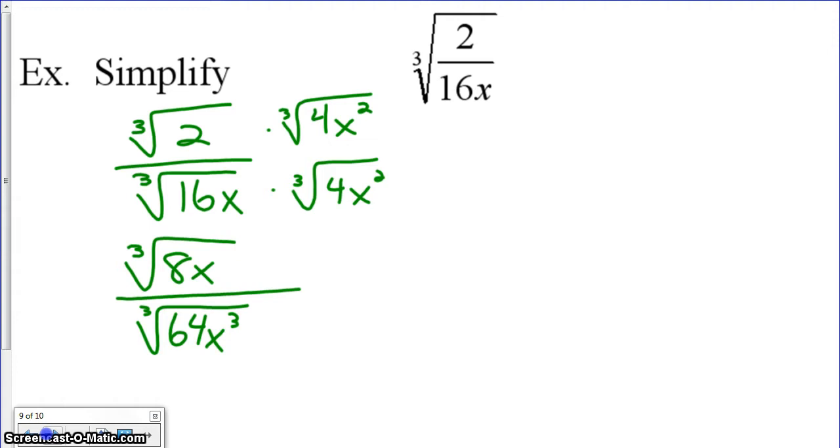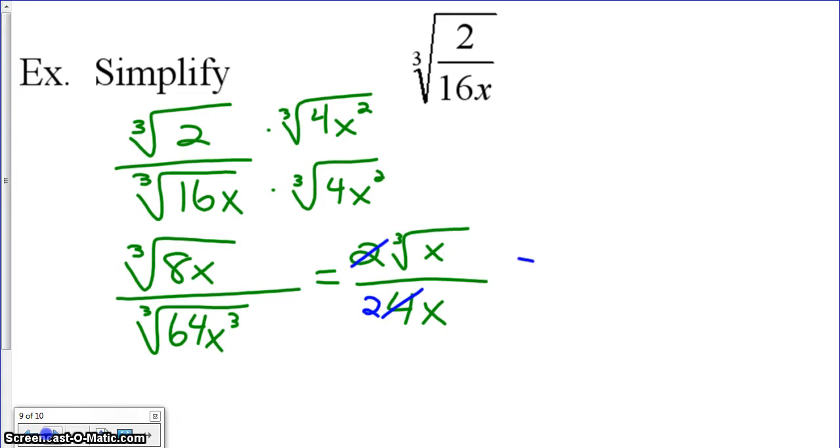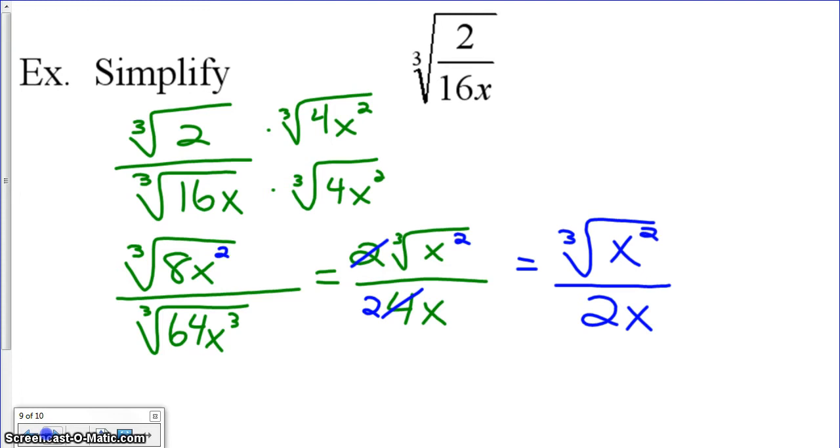64 and x cubed are perfect cubes. So, cube root of 8 comes out as a 2. Cube root of x is left. In the denominator, a 4x comes out. Last thing I have to look at is simplifying what's on the outside of my radical, which is the 2 and the 4 can reduce to 1/2. So I'm left with the cubed root of x over 2x. Oops, I'm sorry, I dropped my x squared somewhere in here. This should be a squared, this should be a squared, that should be a squared.